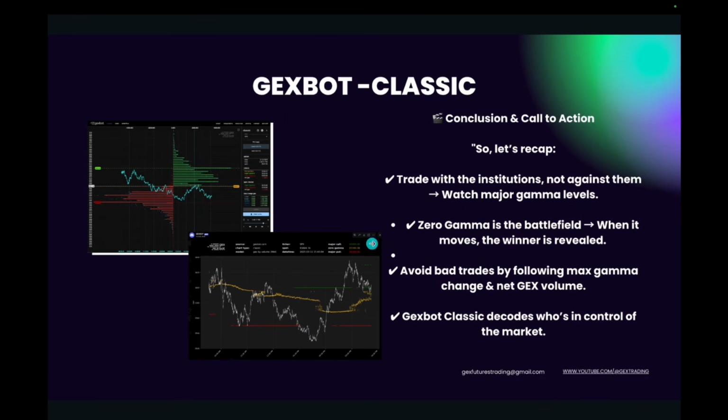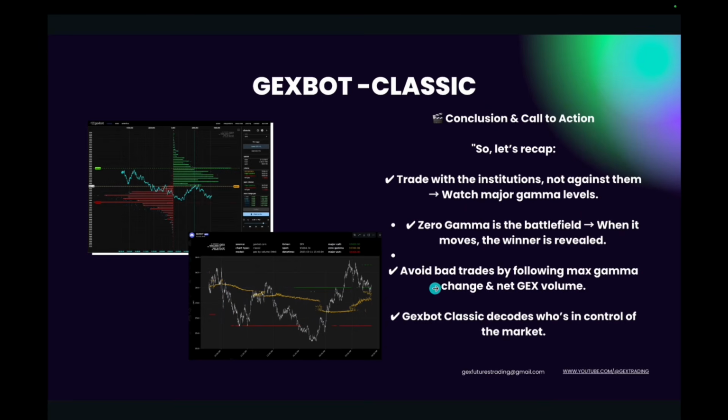And it's been amazing. So, conclusion, let's recap. Trade with the institutions, not against them. Watch major gamma levels, positive and negative. Zero gamma is the battlefield. When it moves, you have a cluster, you see the battlefield, and once the price takes one direction, that's the direction. The winner has been revealed.